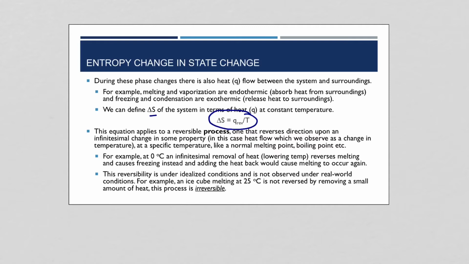So, for example, an ice cube sitting on your table at 25 degrees or in a glass of water, right, is not reversible, right? We're not at that normal melting or normal boiling point, right? And so removing a small amount of heat doesn't reverse the process. So that ice cube is going to melt if we change the temperature to 24 degrees, just like it would at 25 degrees, right? So it's what we would call an irreversible process.